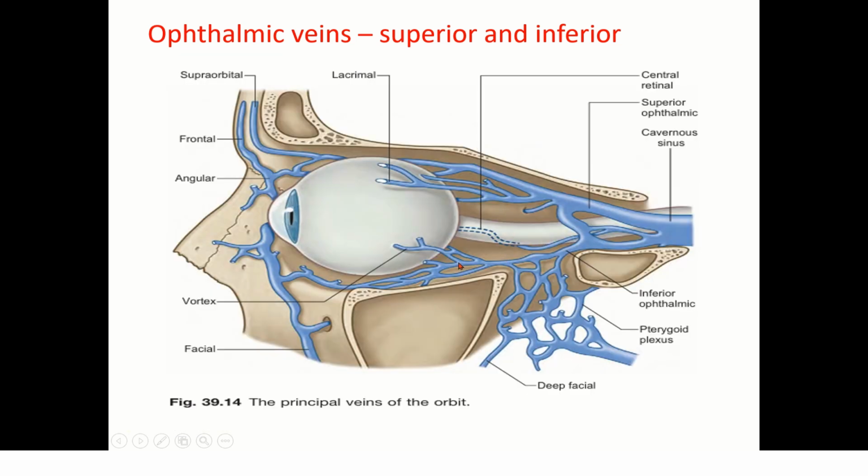So here you can see the inferior ophthalmic vein draining into superior ophthalmic vein and ultimately draining into the cavernous sinus. Here you can see the direct continuation into cavernous sinus, and below you can see through inferior orbital fissure the inferior ophthalmic vein is connected to the pterygoid venous plexus. So this is about ophthalmic artery and ophthalmic vein.